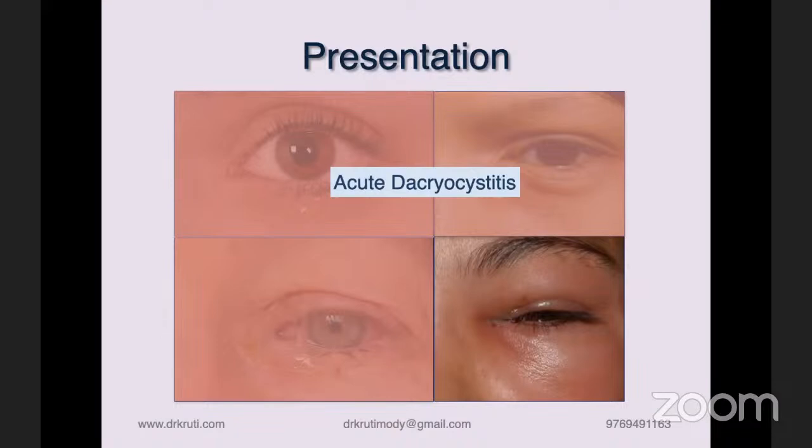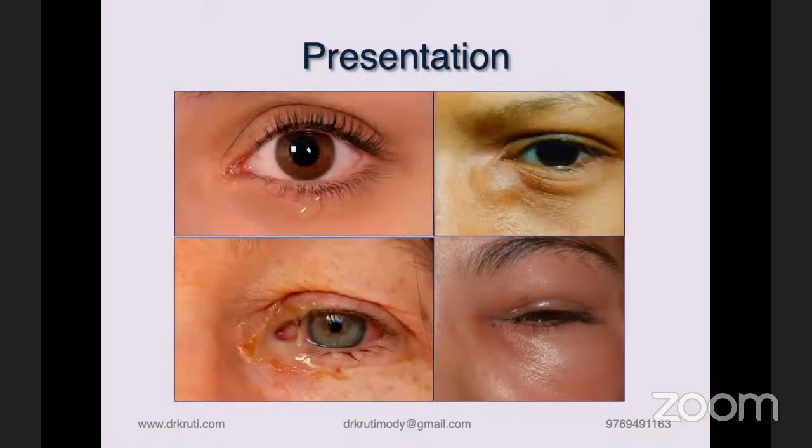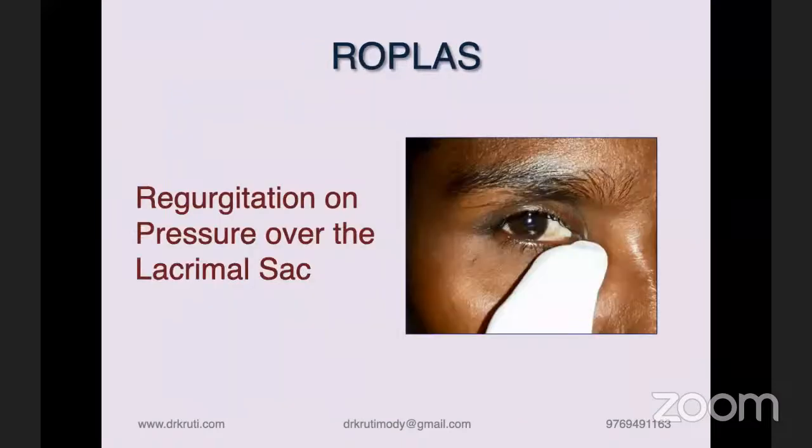If you have a patient coming with acute dacryocystitis, you manage this acute episode with antibiotics, anti-inflammatories. You do not jump into surgery. Chronic dacryocystitis, you can, but not with acute. There are indications where acute can also be managed surgically. We will discuss that later. So these are the common presentations.